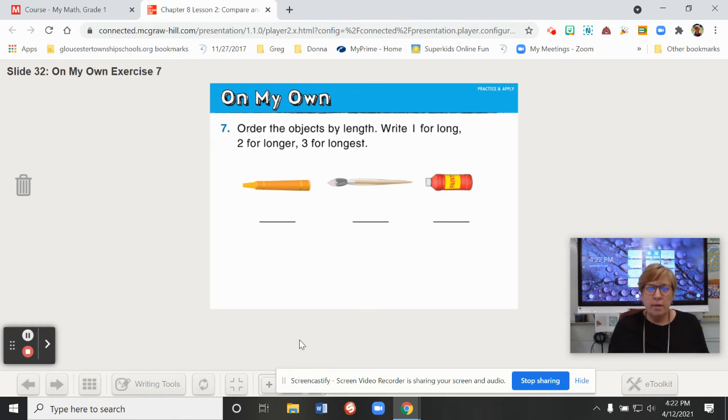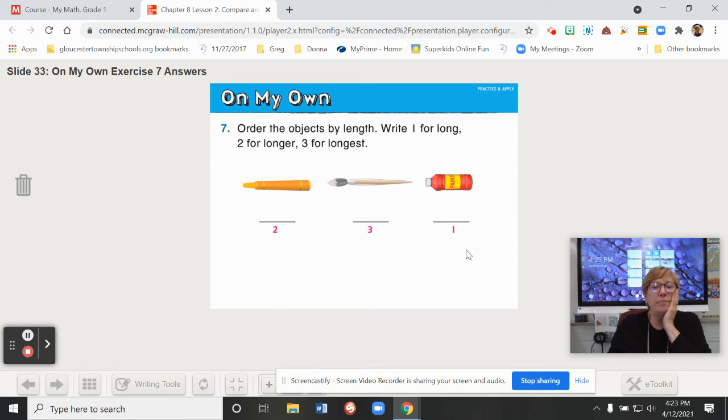All right, number seven. I'm not even sure if that's a pencil or a marker. We're going to have to use our imagination here because I don't have paint like that. Let's see. What do you think is long? Could it be the jar of paint? And what's longer than that? Maybe a crayon or a marker. And three is the longest. I would guess that three could be the paintbrush. Honestly, boys and girls, I'm not sure. Let's look together.